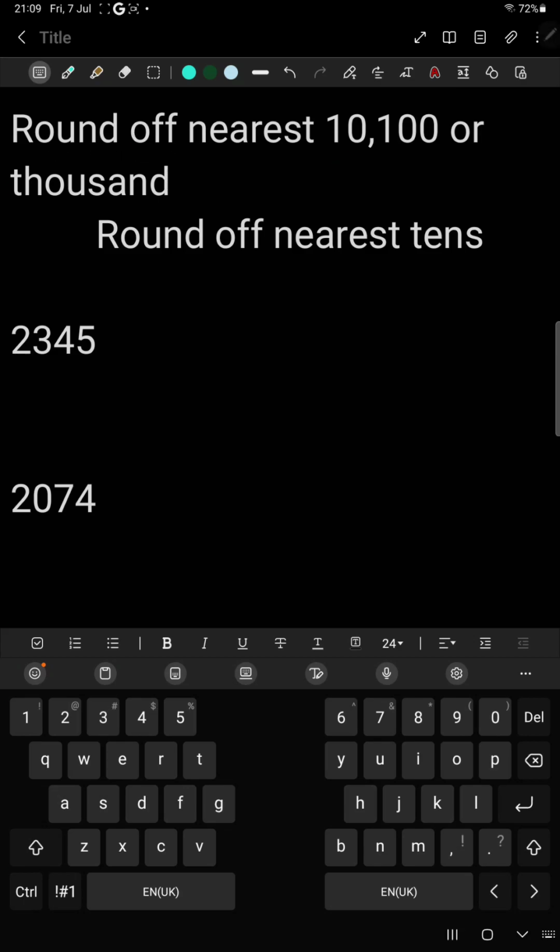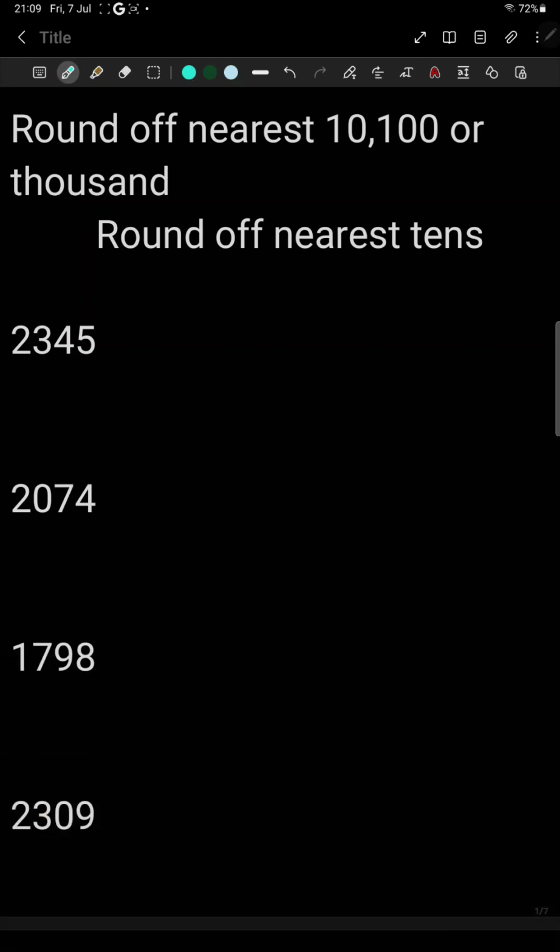Round off to the nearest tens, round off to the nearest hundred, and round off to the nearest thousand. So I'm going to tell you the easiest way how to do this. First of all, you can see the question. This is round off to the nearest tens. So we need to find out where the tens place is.